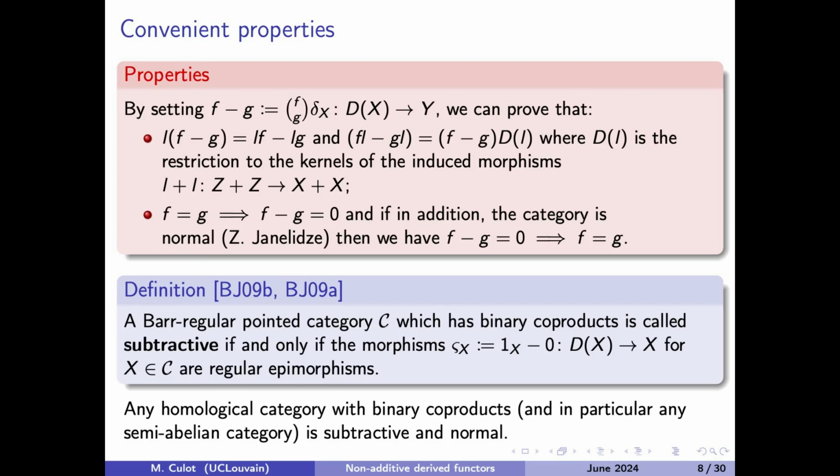Okay, this is still a bit of a harder construction, but it was studied a long time ago in the context of subtractive categories. A subtractive category is a pointed regular category with binary products, and it is subtractive when all morphisms of this shape, which is just 1 minus x, starting from here next to x, is a regular morphism. Just to clarify a bit, any homogeneous category with binary products, in particular similar categories, will satisfy this definition and will be normal, so I will have all these settings above.